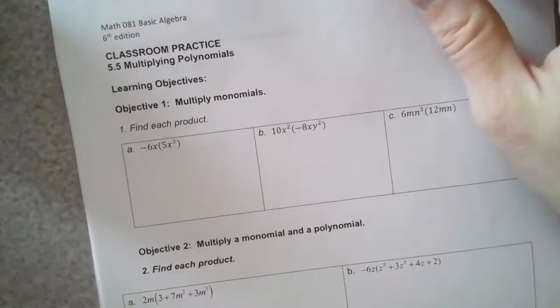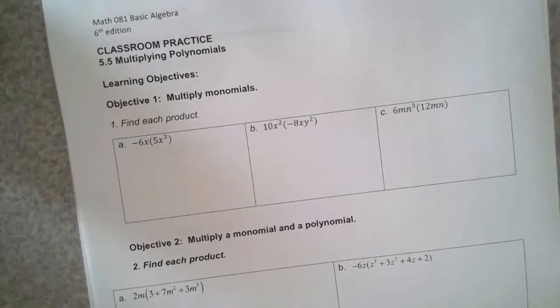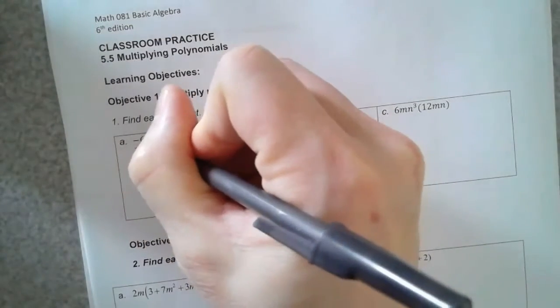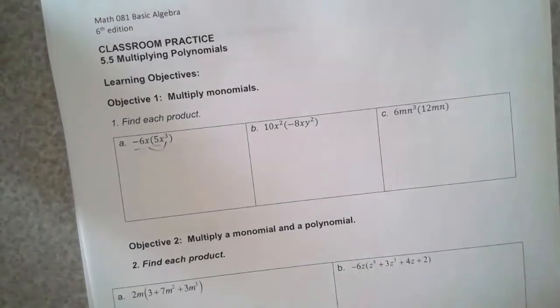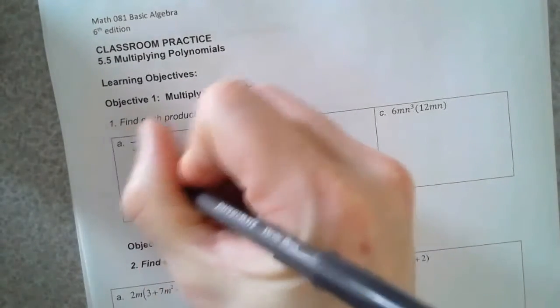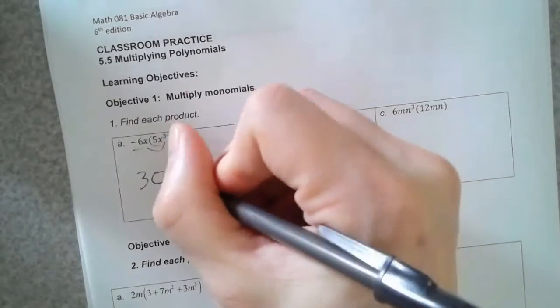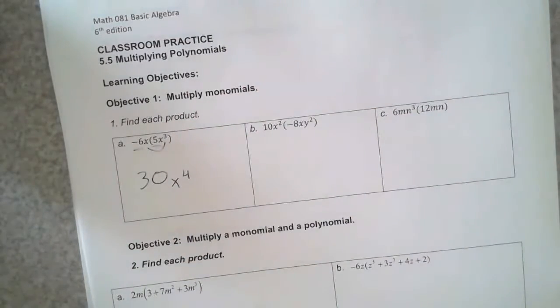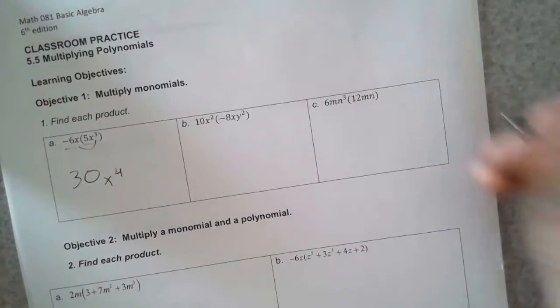So, objective 1 is multiplying monomials. Multiplying monomials, the way that I look at this is you're doing multiple problems at once. Basically, you're multiplying the numbers and then the variables separately. So negative 6 times 5 is 30. X times x cubed is x to the fourth. You add those exponents.